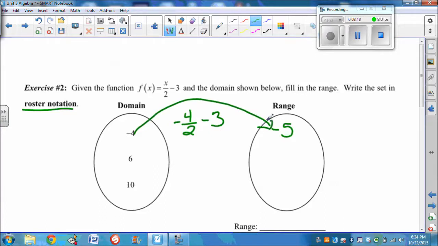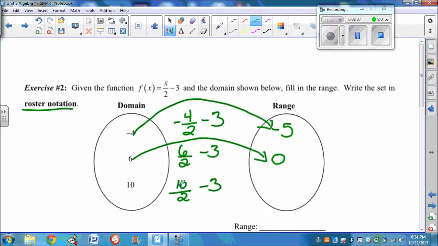That little arrow. Well, what does 6 do for us? So 6 divided by 2 minus 3. 3 minus 3, that would produce a 0. A 6 produces a 0. So then what does a 10 do? 10 divided by 2 minus 3. 5 minus 3, that's going to give us 2. So a 10 outputs a 2.